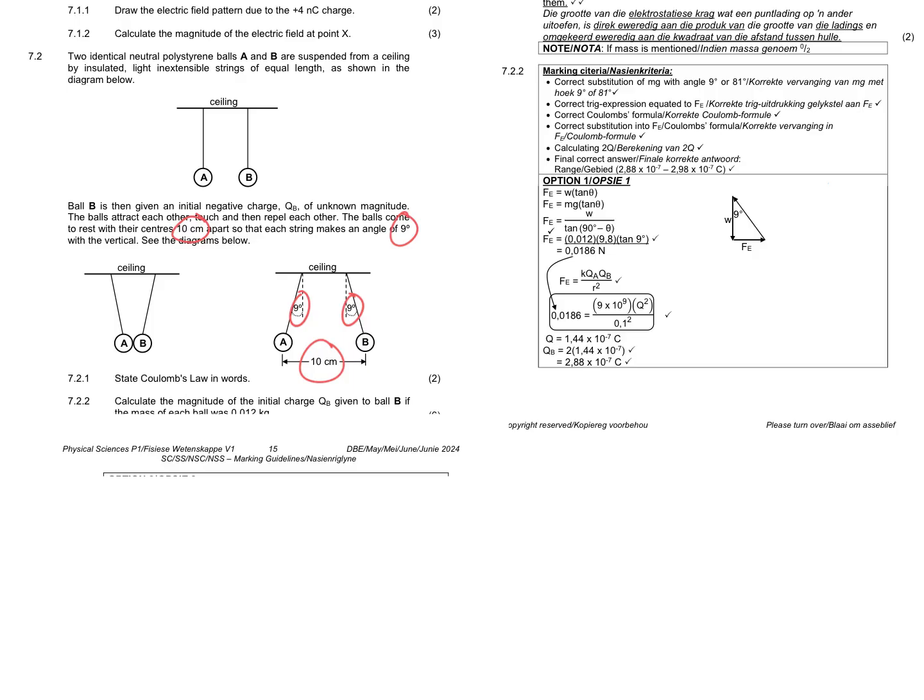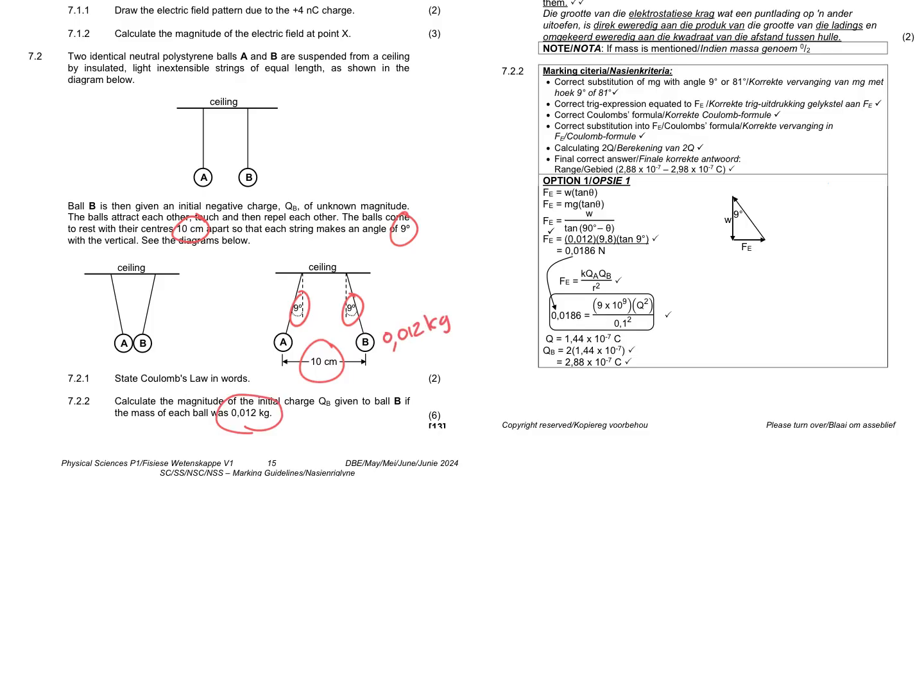It doesn't link back to the previous one, but they did tell us that the mass of each ball is 0.012 kilograms. So that is a number that is not given in the question, which is why we need to find the numbers in the questions and label them. What we do with this number is we work out the weight. So the weight is equal to the mass times the gravity.